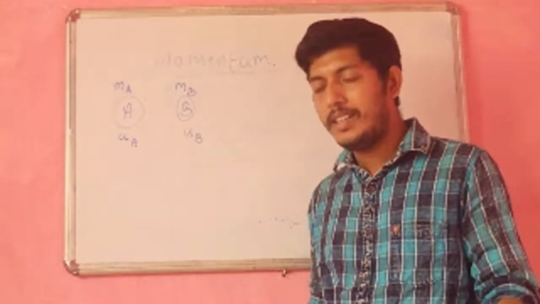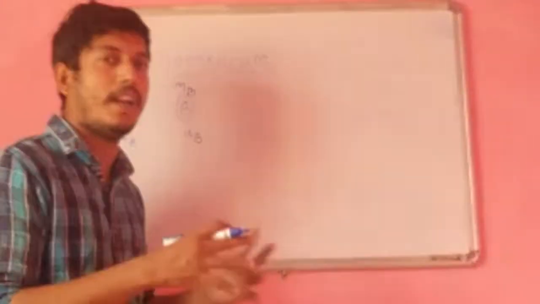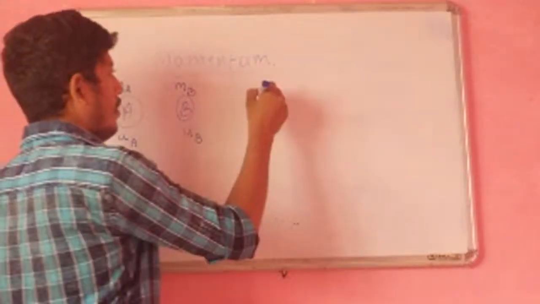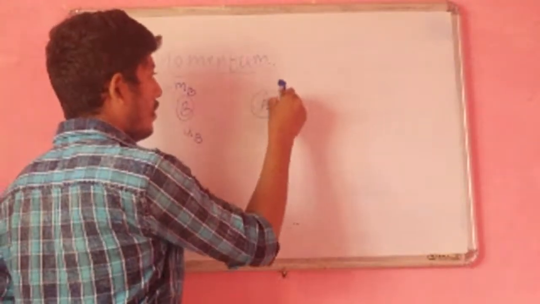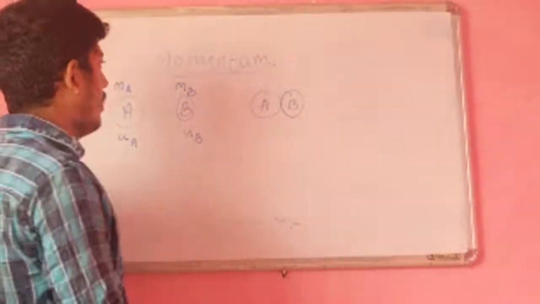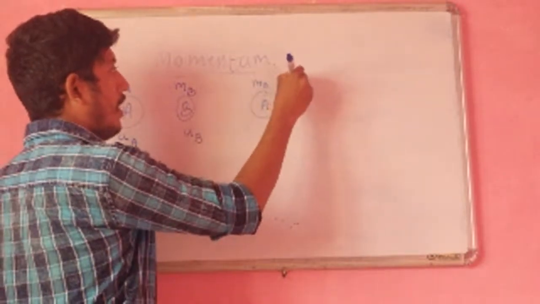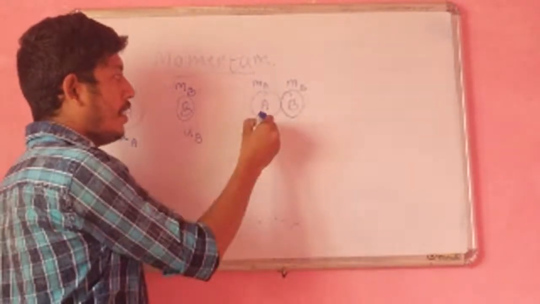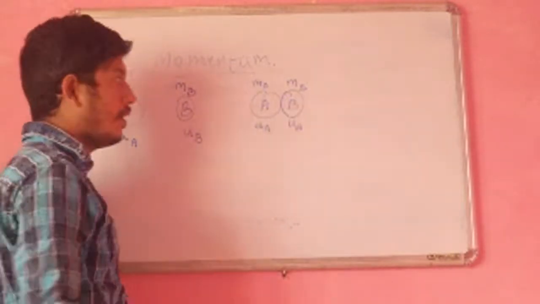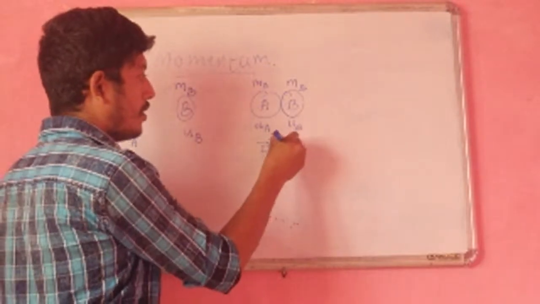Now while they are moving, suddenly they collide with each other. That means they are intersecting with each other. This is A, this is B. The mass of object A is mA and the mass of object B is mB. The initial velocity is uA and the initial velocity is uB. Now this is force F1, and from this side it is F.